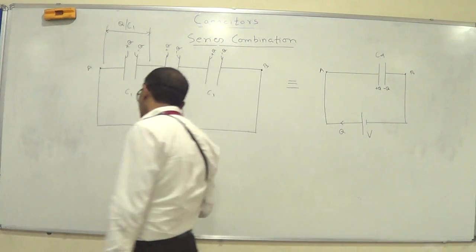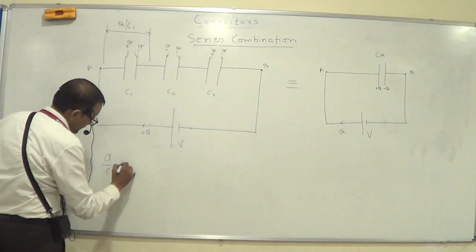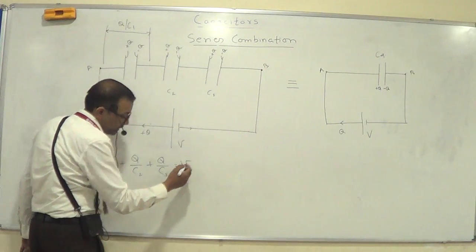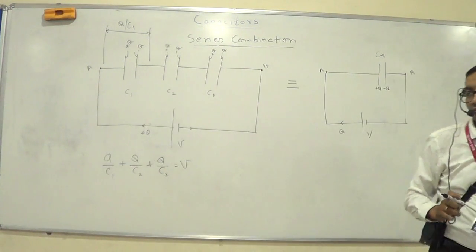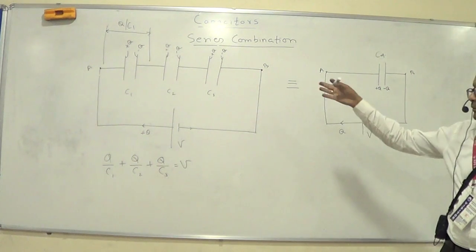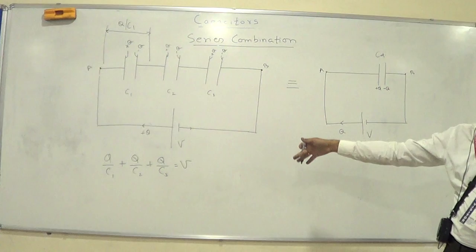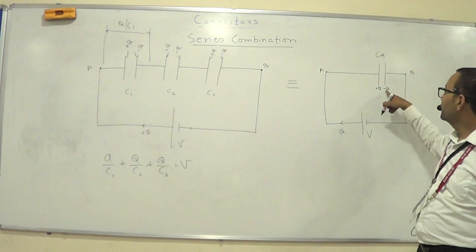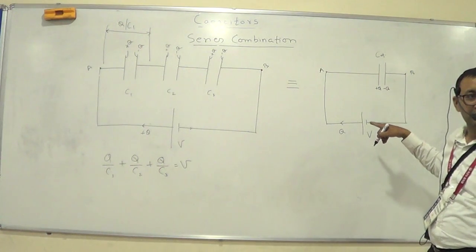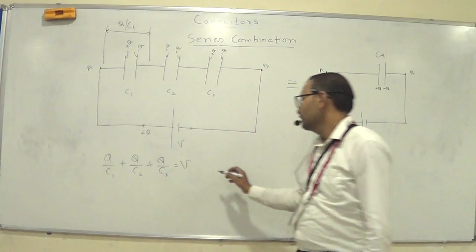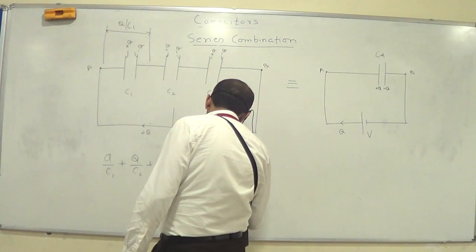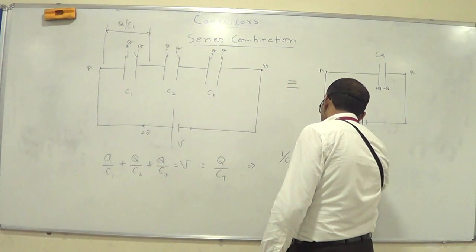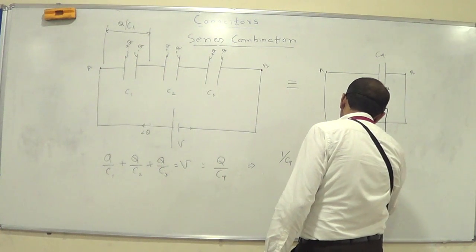So the total potential difference will be Q by C1 plus Q by C2 plus Q by C3. This should be equal to V. Yes or no? The sum of all the potential differences will be the total potential difference. Right? And the same is over here. So can I write V in terms of Q and C equivalent? Yes. How much? Q by C equivalent. So Q gets cancelled away, and you will get 1 by C equivalent is equal to 1 by C1 plus 1 by C2 plus 1 by C3.